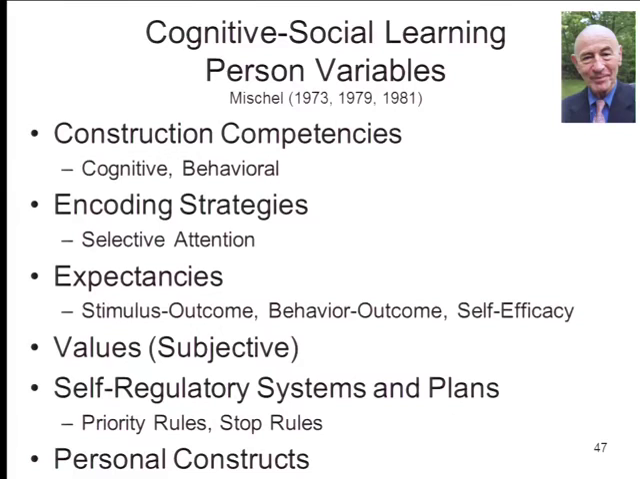Then there are expectancies, and these expectancies are pretty much the same kinds of expectancies that Roeder talked about in his expectancy value theory. They come basically in three kinds. First, stimulus outcome expectancies. These are the kinds of expectancies that you acquire through processes not unlike classical conditioning, where an event occurs in the environment, and then by virtue of learning, you learn to anticipate what's going to come next, what's likely to happen after this event. Those are stimulus outcome expectancies.